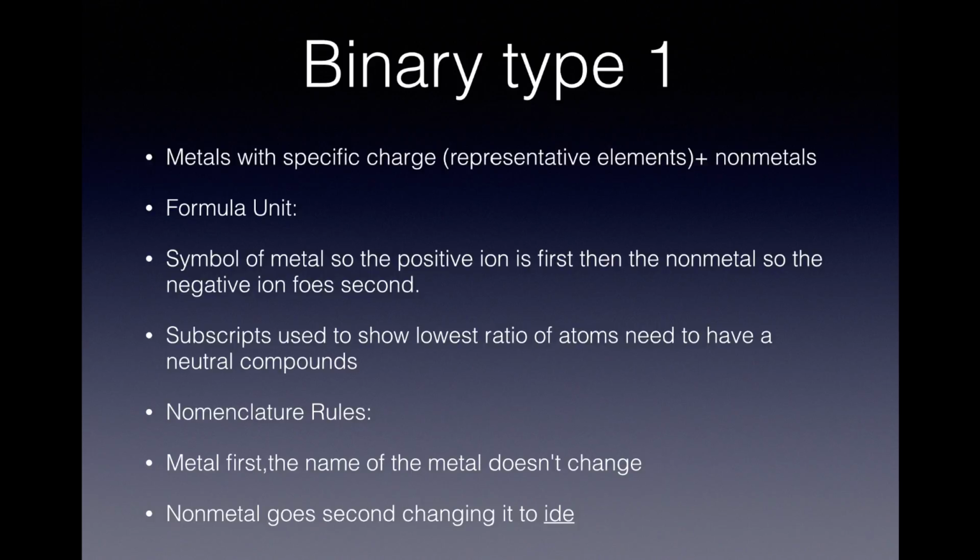And the formula unit is the symbol of the metal, so the positive ion is first, then the non-metal, so the negative goes second. Sorry about the spelling. And then the subscript usually shows the lowest ratio of atoms needed to have a neutral compound. And the rule is the metal is first, and the name of the metal doesn't change, like the ending of the metal doesn't change. But when it's the non-metal, the second one, the non-metal does have a change at the end, and it changes to IDE.